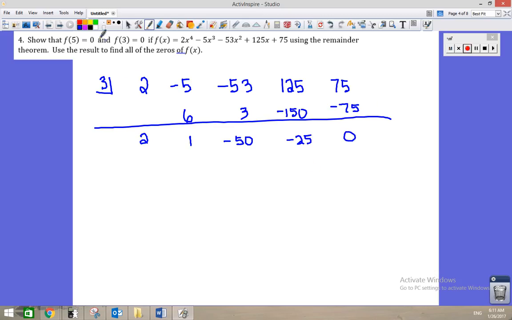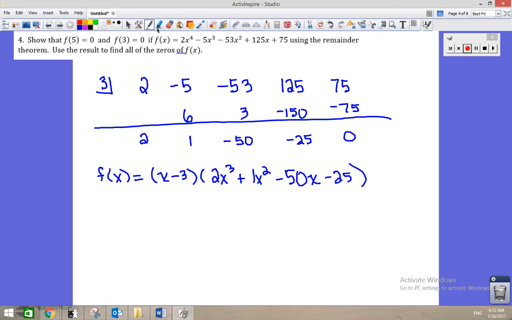All right, so we know what this does for us. We know that f of x can now be written as x minus 3, because in factored form you have to change the sign. And now, since this was of degree 4, when we did our synthetic division, this is now of degree 3. So I have 2x cubed plus 1x squared minus 50x minus 25.